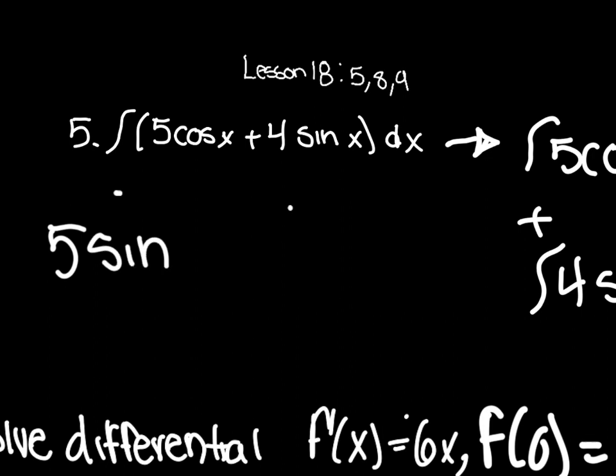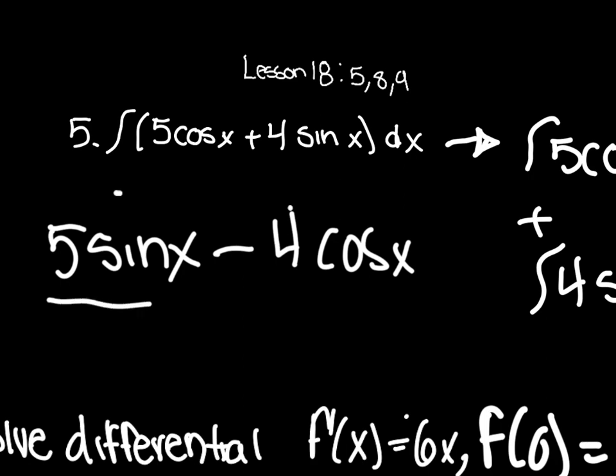minus 4 cosine of x, because we know that the antiderivative of sine of x is negative cosine of x, because the derivative of negative cosine of x is sine of x. So 4 cosine of x. That will be our solution.